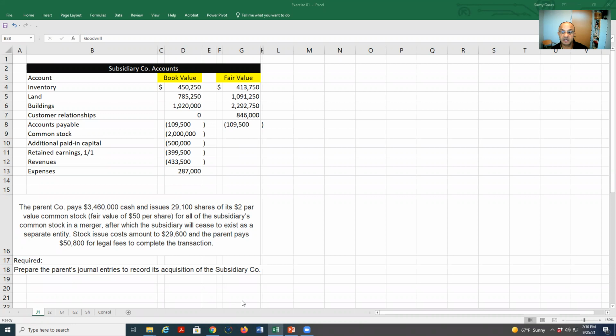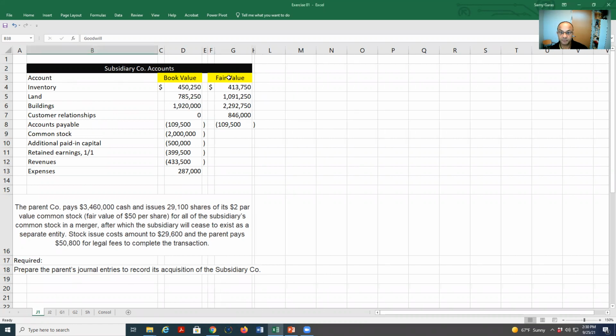In the first exercise, we see here a subsidiary company, which is the acquired company, has some accounts. And as you can see, the accounts are shown in the book value format and in the fair value. And the parent company agreed to pay $3,460,000 cash and issue 29,100 shares of its $2 par value.